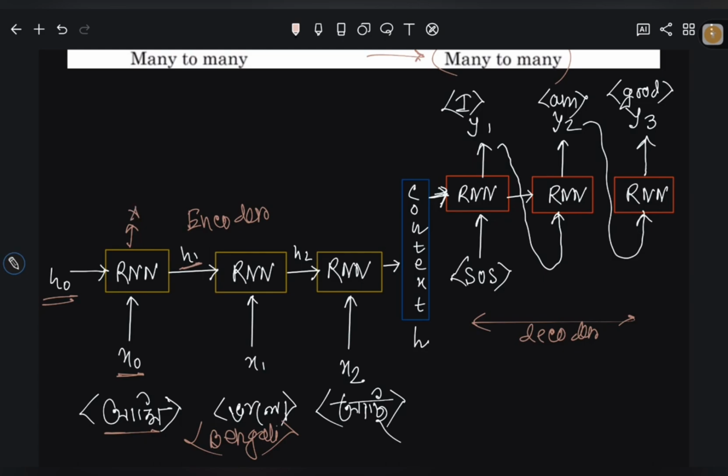The hidden state we pass to the next timestamp, and there I pass the embedding of the second word, which is "bhalo." That is converted to the embedding x1 and passed to the next unrolled version of the RNN, and we get the second hidden state. In the end we pass the word "achi" to the third unrolled version of this RNN, and then we get the third hidden state, which is h3. This h3 we generally call the context vector, right? This is the output of my encoder side.